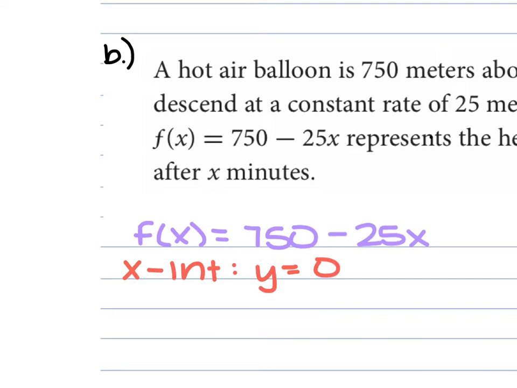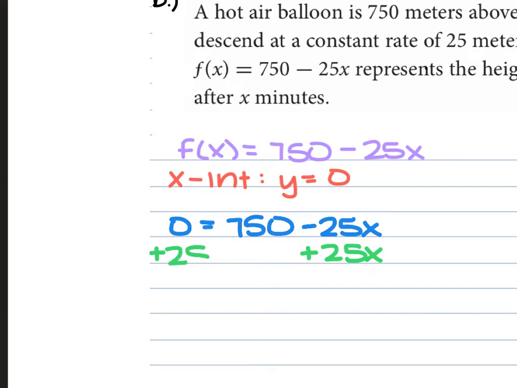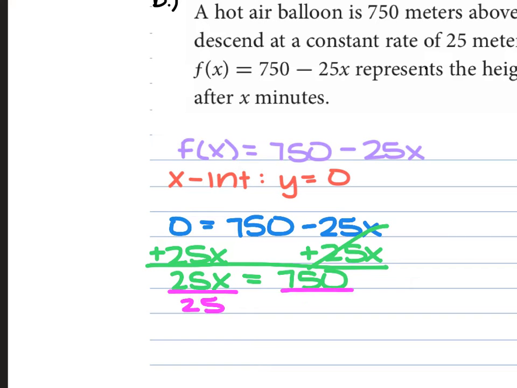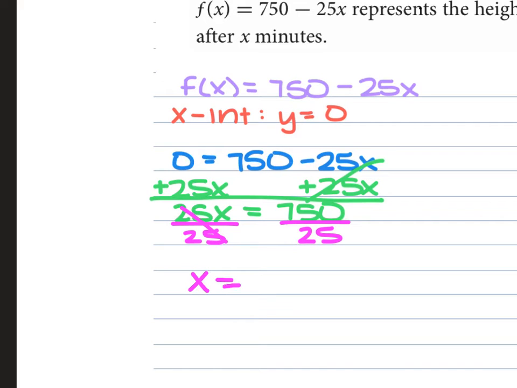So y is going to equal 0. Remember, y and f of x are the same. So this is going to give us 0 is equal to 750 minus 25x. So this is going to become 25x is equal to 750. From here, divide each side by the 25. 25 goes into 75 3 times, then we have that 0, so x is equal to 30. So this is going to be the ordered pair 30, 0.